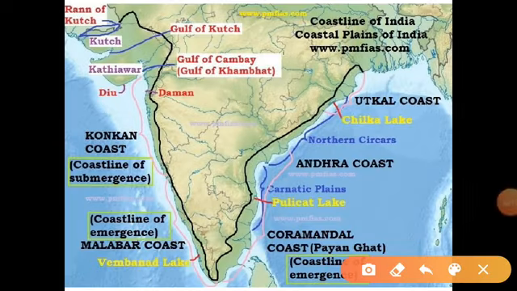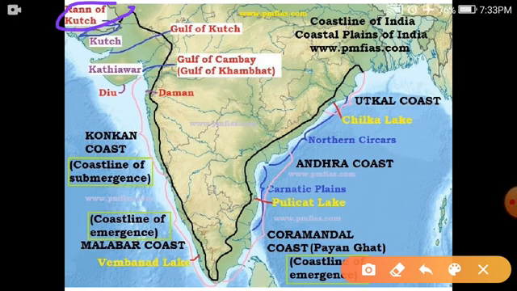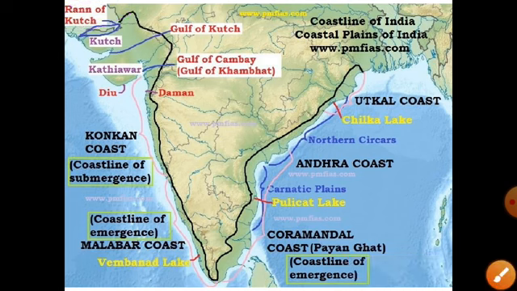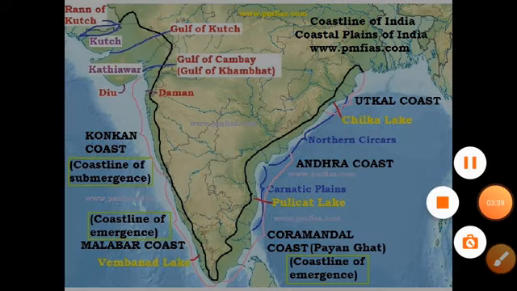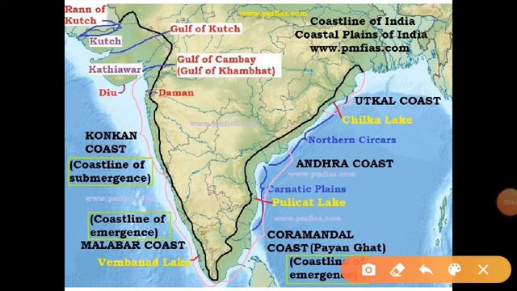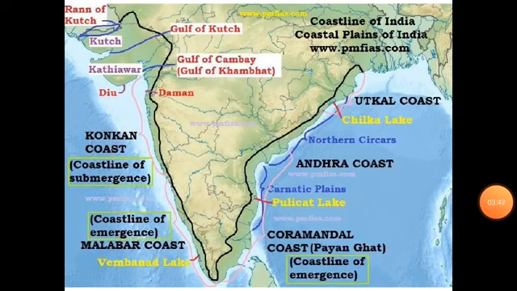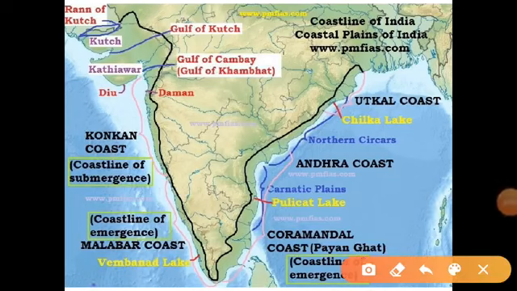See this map. The Western coastal plain extends from the Rann of Kutch in the north to Kanyakumari in the south. Its width varies from 10 to 80 kilometers. The northern part of the western coastal plain is the Konkan coast. The southern part is called Malabar coast. Vembanad is a famous backwater lake found in this region.